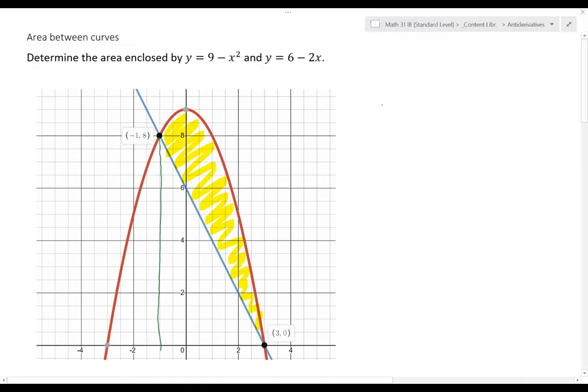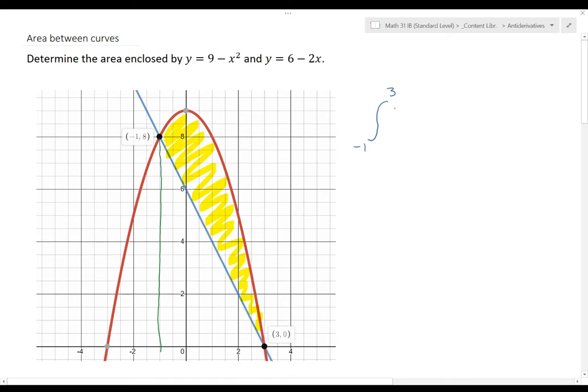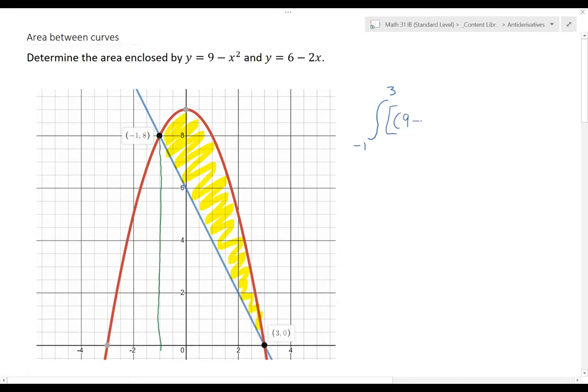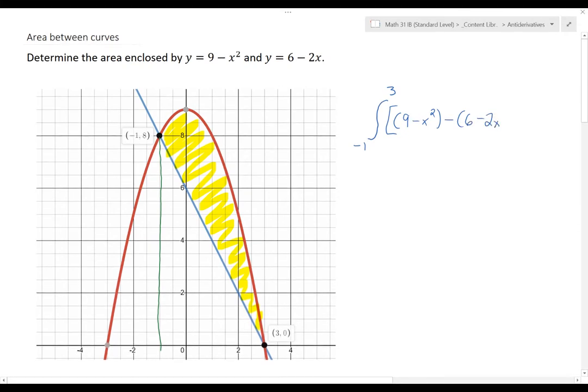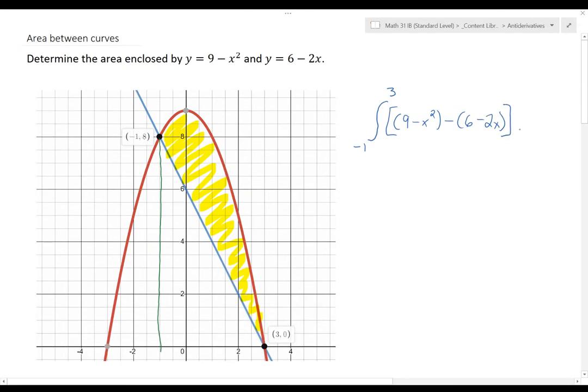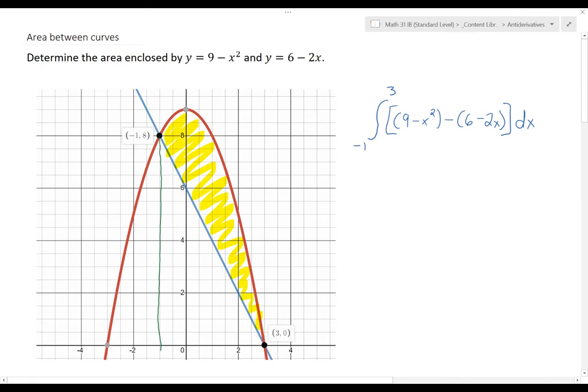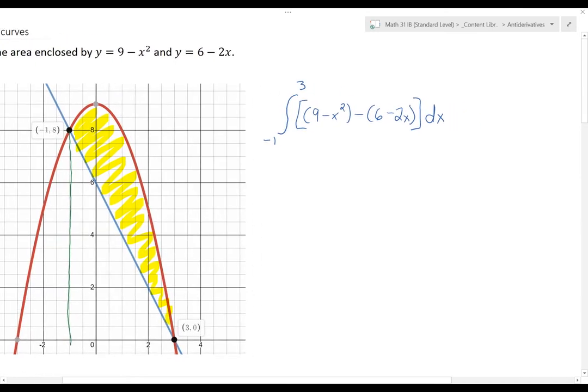But essentially, we are looking for the area between x equals -1 and x equals 3. So we're looking for the definite integral from -1 to 3. The x values are the relevant ones here. And the top function, the sketch also helps me see which function is on top. The top function here is the 9 minus x squared. The bottom function is the 6 minus 2x. So I need the difference between those two functions. So this is essentially the integral that we need in order to find that area.